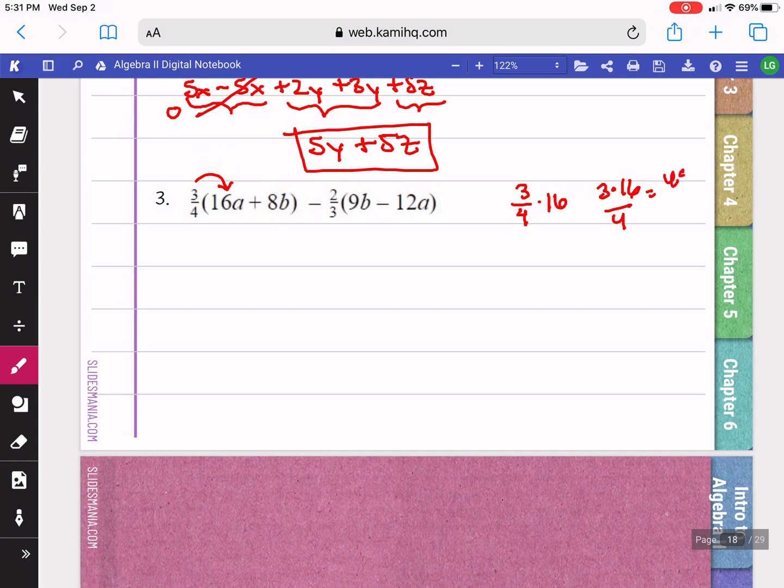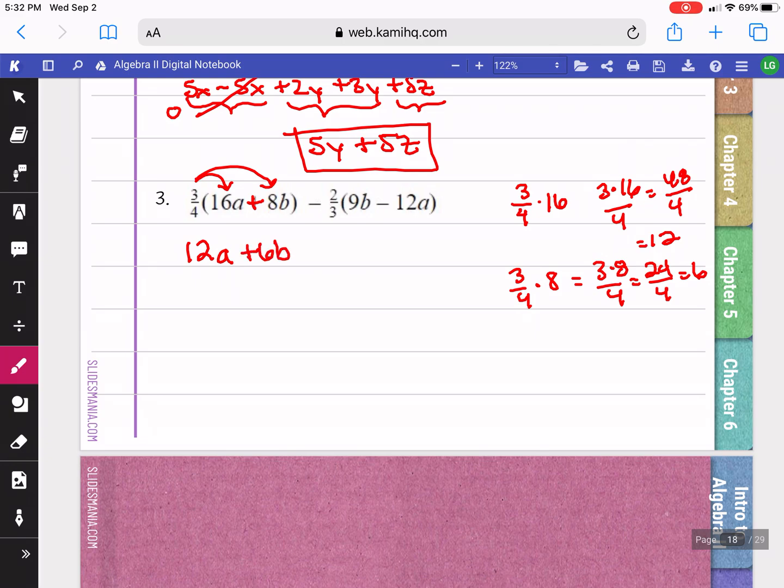So 3 times 16 is 48. 48 divided by 4 is 12. So 3/4 of 16 would be 12. And I'm going to put an a there because it was 16a. Then I'm going to distribute that to the positive 8b. So now we're doing 3/4 times 8, which is 3 times 8 divided by 4, or 24 divided by 4, which is 6. So this becomes 6b. Don't forget the b because the 8 had a b.